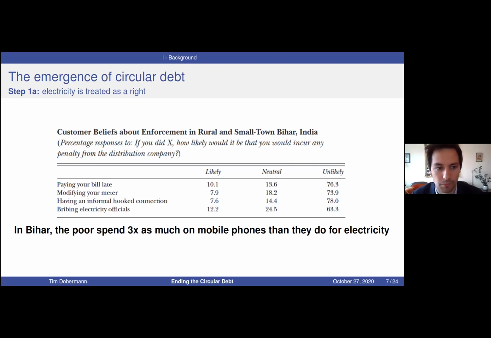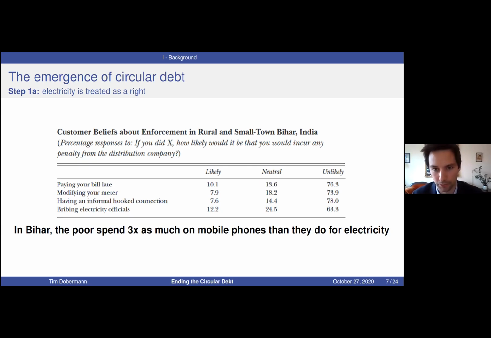And so whether this is a right story or whether it's a story about people thinking that the consequences of theft are minimal kind of depends on what we then think will impact how we think the proposed solutions should be. But some evidence that might suggest that, at least in India, there's this notion that electricity is seen as a right is that among the poor, they spend, for instance, 3 times as much on mobile phones than they do for electricity.